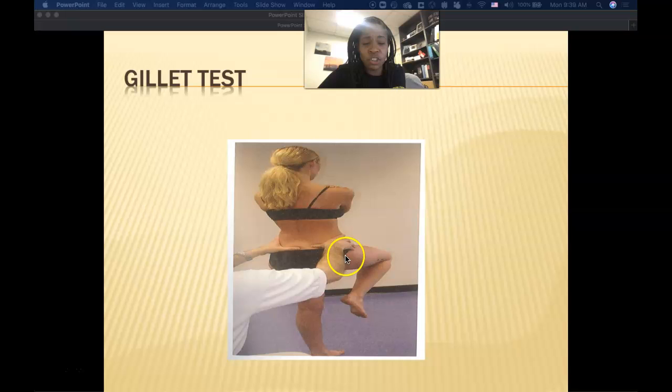That makes sense. The pubis is shifting out, and so the PSIS should shift inferiorly. However, in a dysfunctional SI joint, most often if the patient flexes the hip and the knee, you'll see a superior or a cranial movement, so movement towards the head. That'll be a positive Gillet's test.